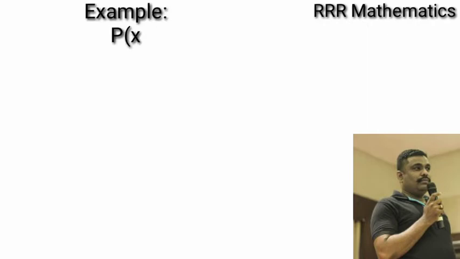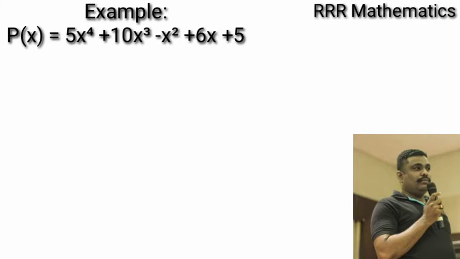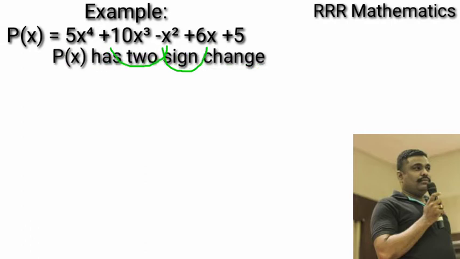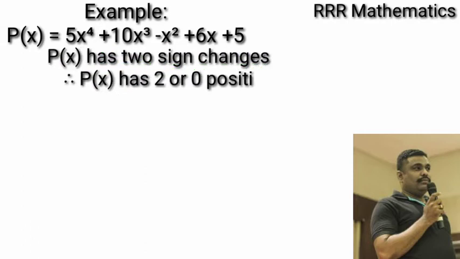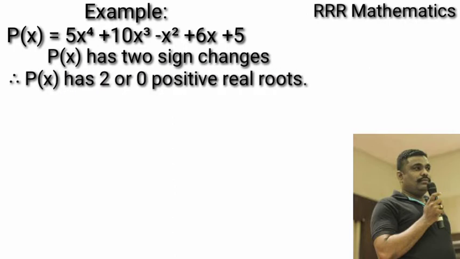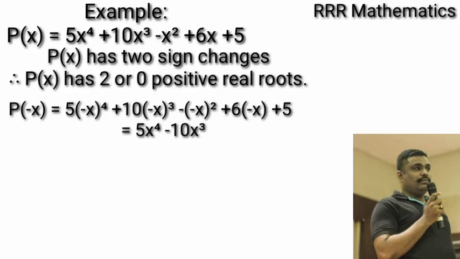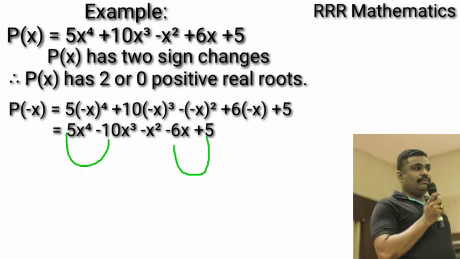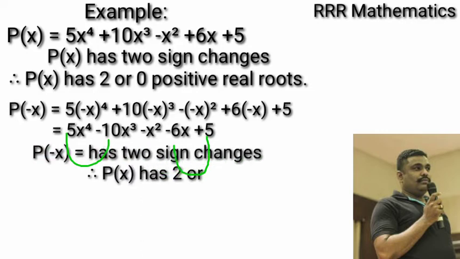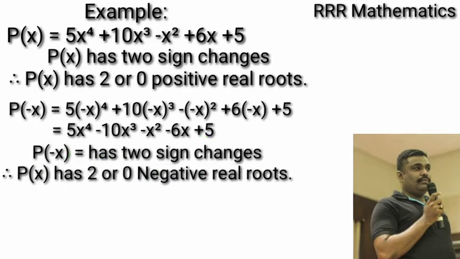Example, let us take p of x equal to 5x power 4 plus 10x cube minus x square plus 6x plus 5. In this case, p of x has 2 sign changes. Therefore, p of x has 2 or 0 positive real roots. Now p of minus x, which can be calculated by replacing x by minus x. We get p of minus x as 5x power 4 minus 10x cube minus x square minus 6x plus 5. In this case, p of minus x has 2 sign changes. Therefore, p of x has 2 or 0 negative real roots.